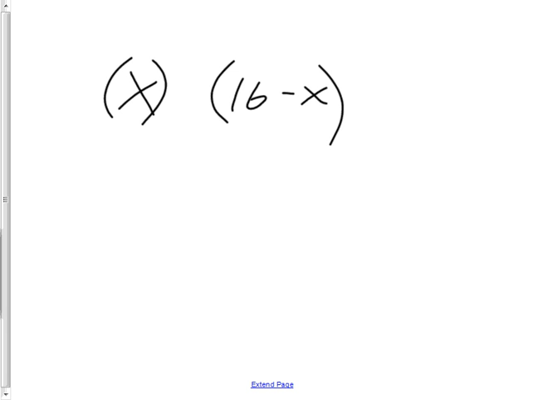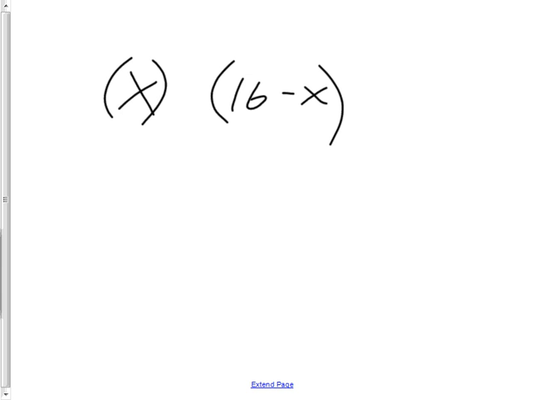If you know they add up to 16, let's say that you pick one of them to be x. What's the other one? Have to add up to 16, and one of them's x. What's the other one? No, the other one can't be x, so they're the same thing. 16 minus x. There you go. There's two numbers that add up to 16: x and 16 minus x.